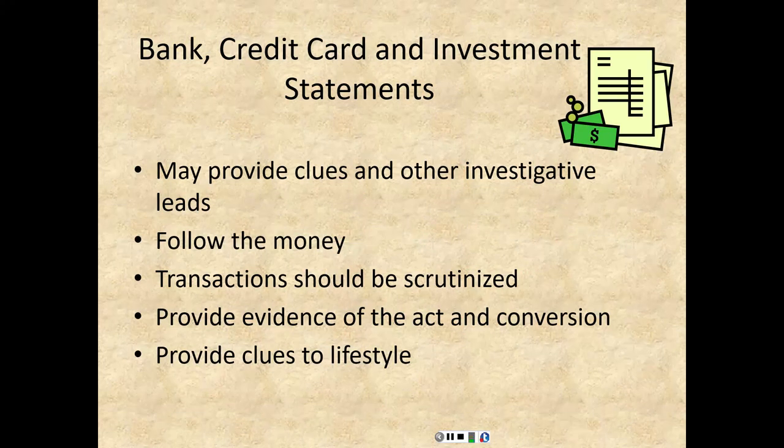Bank and credit card statements. Again, this is pretty common sense. Follow the money. Where did it come from? Where did it go to? Transactions: who's being paid? Scrutinize that. This is how a number of different fraudulent things can be caught. Who's being paid? And then there's also the idea of conversion. So you have the act, you have concealment, and conversion. Conversion and concealment are both important, but when somebody actually converts it, now they've actually tried to benefit.